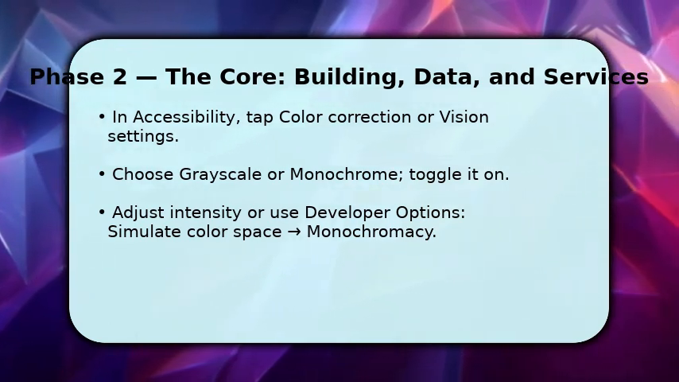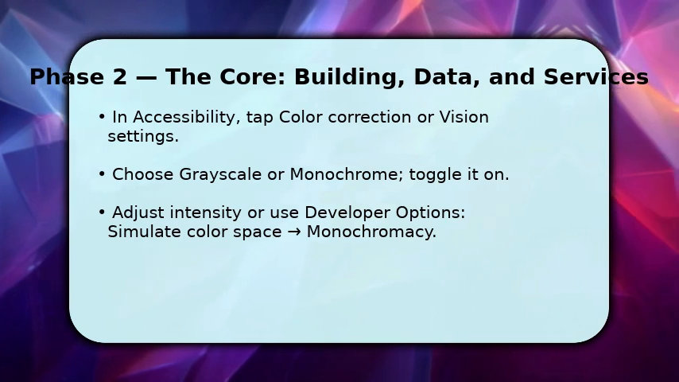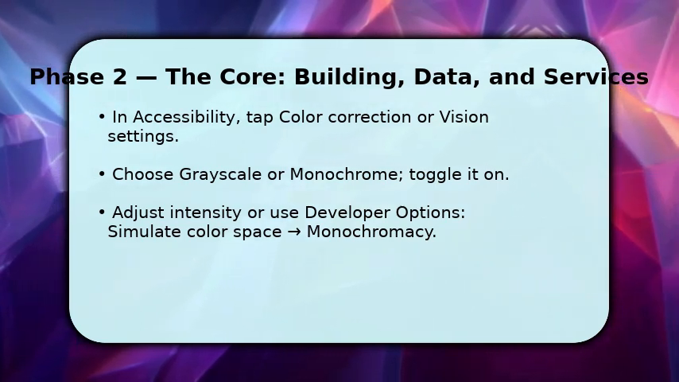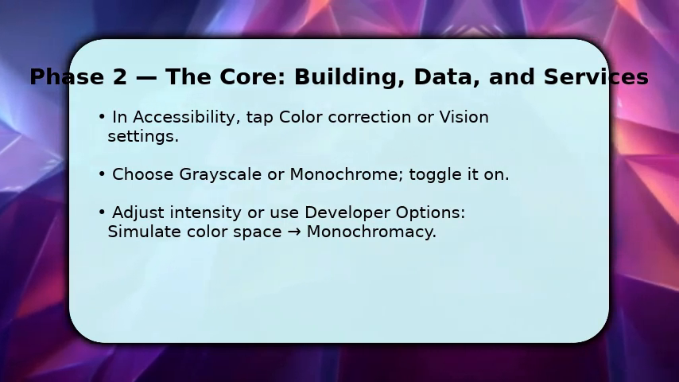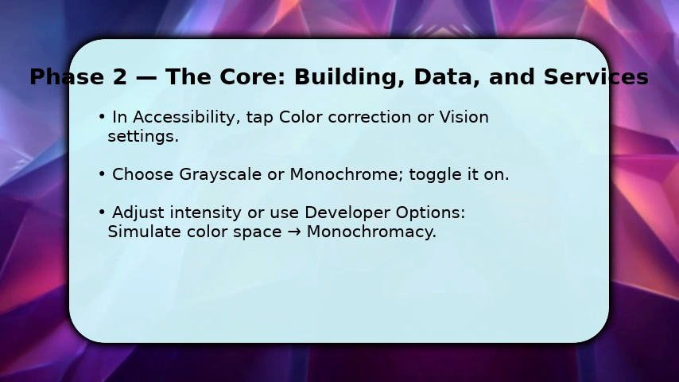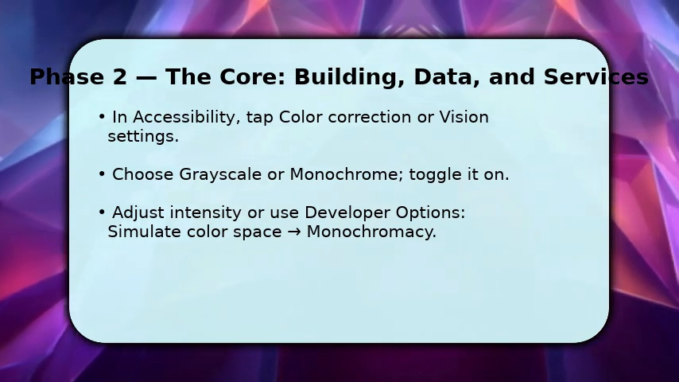If you prefer developer options, open Simulate Color Space and pick Monochromacy. This enforces Grayscale system-wide. Once configured, test with apps and home screen, and make sure to note which method you used. Different methods persist differently across.